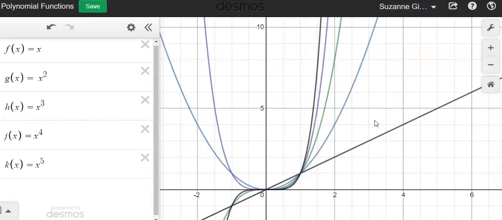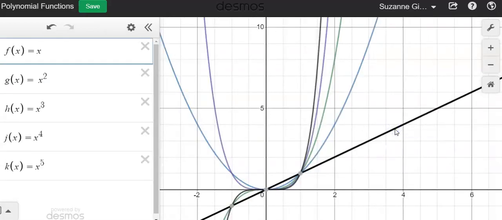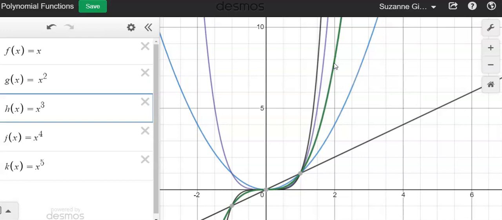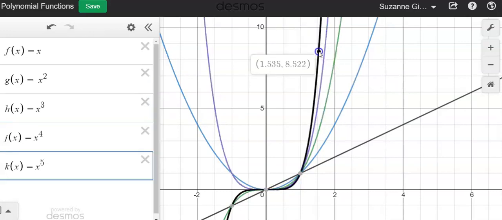And you can see from this graph, this is f of x, and then g of x equals x squared, h of x equals x cubed, j of x equals x to the 4th, and k of x equals x to the 5th. So as you increase the degree of the polynomial, the growth rate also increases.